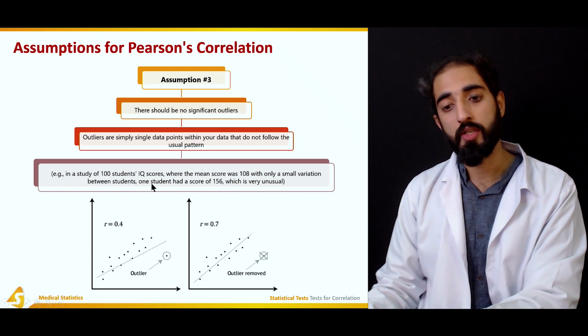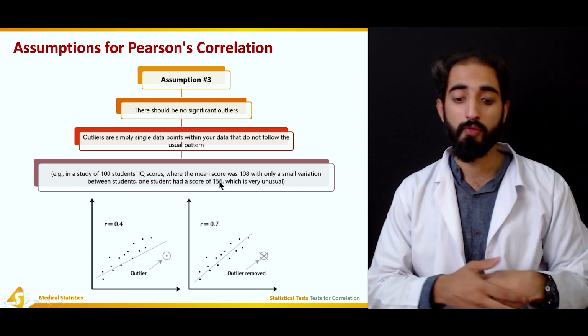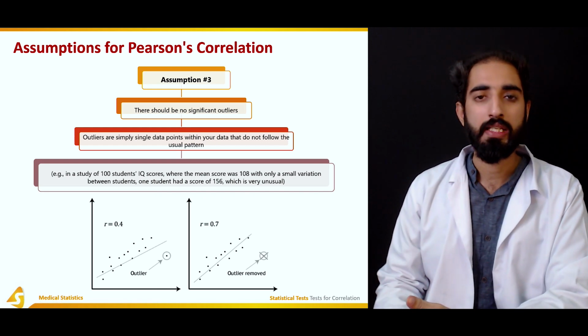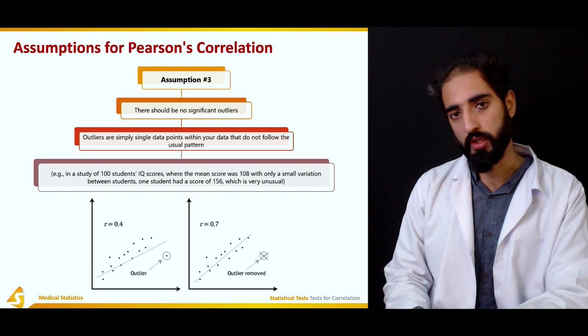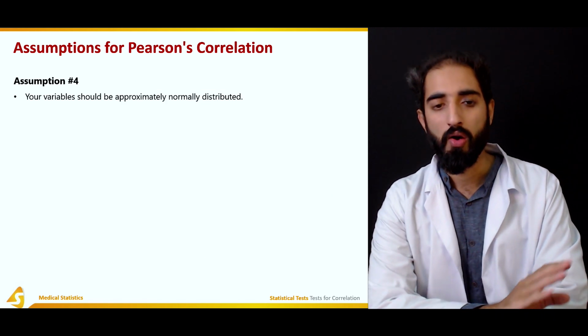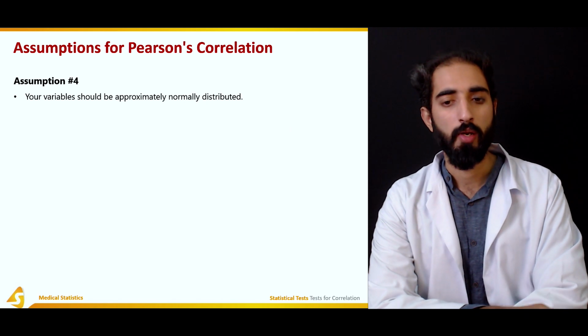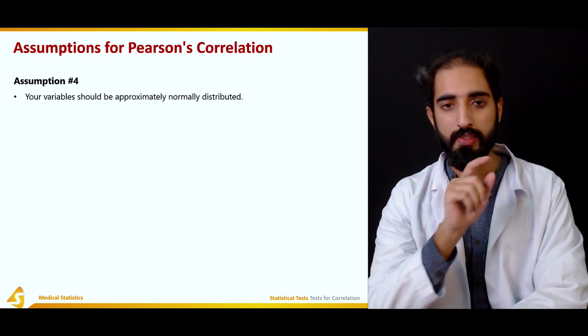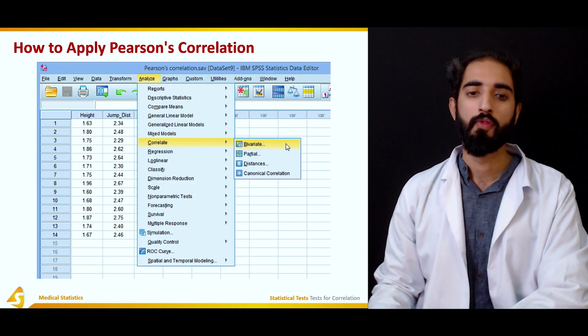But one student had a score of 156, which was very much away from the normal distribution of the data. So that individual was an outlier, and we need to remove or exclude that individual. Now, assumption number 4, your variable should be approximately normally distributed. As you already mentioned, for all parametric tests, that is an assumption which needs to be fulfilled.